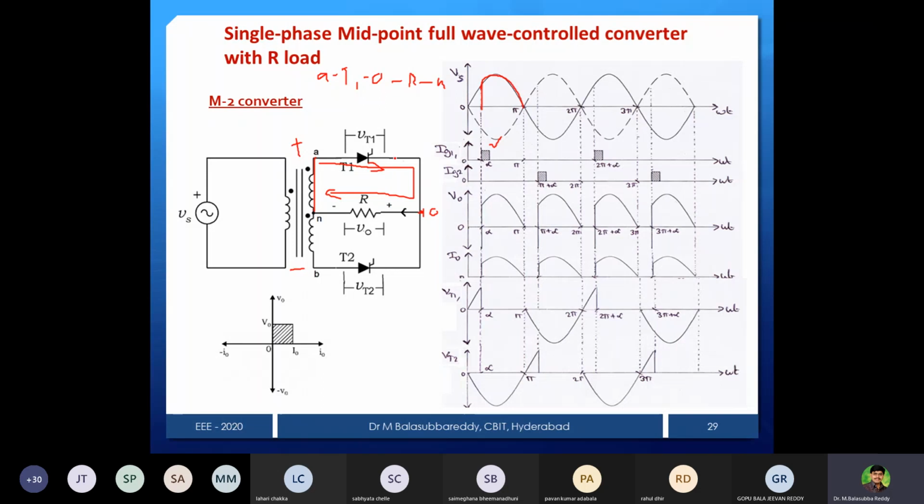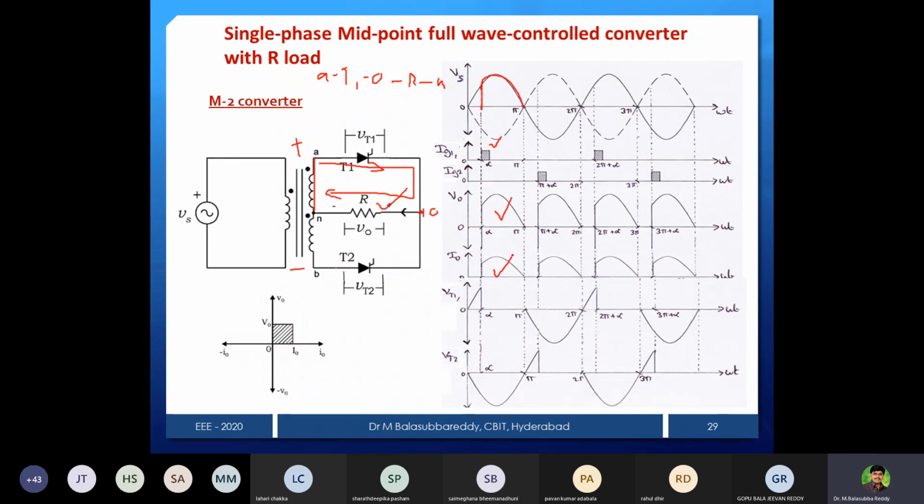So the reference direction and this direction are the same, so the current is positive. That too, I used a resistive load. Then what will happen? Voltage and current are exactly the same, only the magnitude is reduced. Up to this is over.